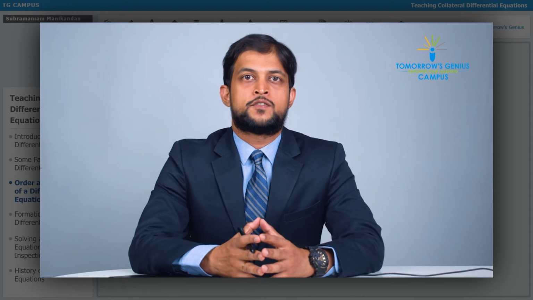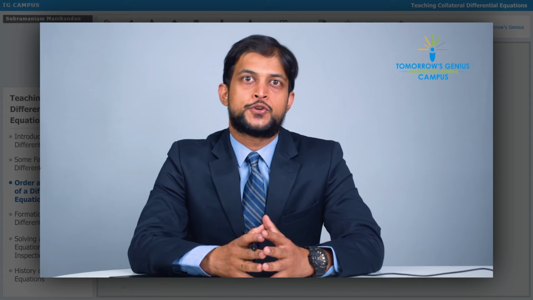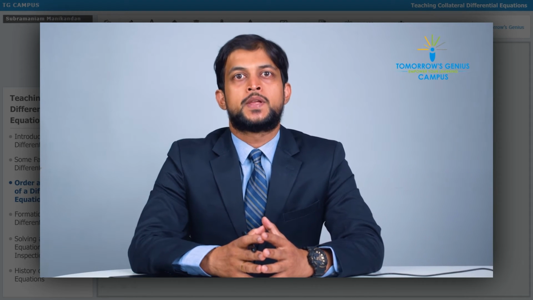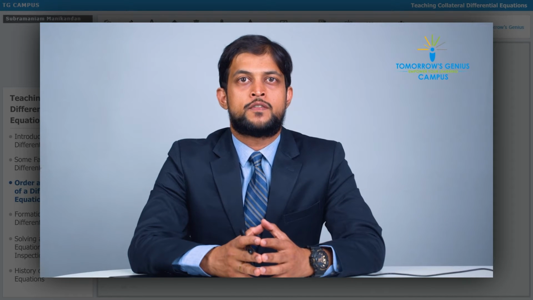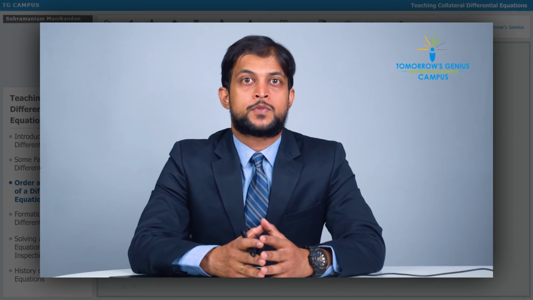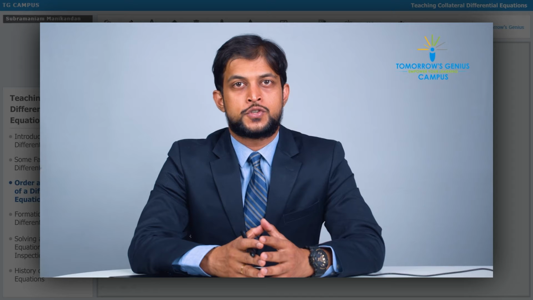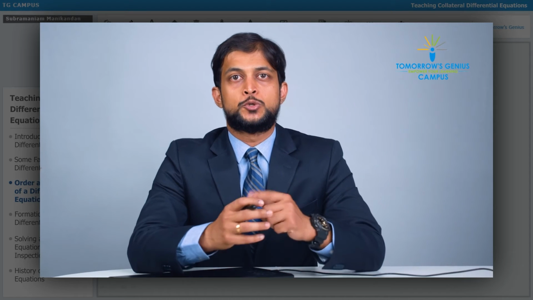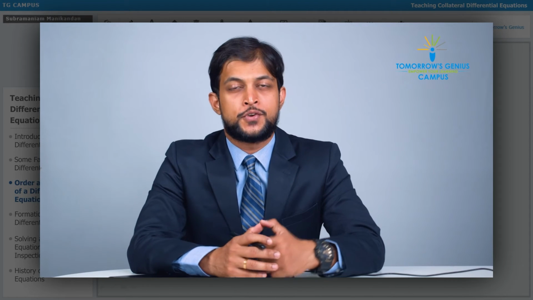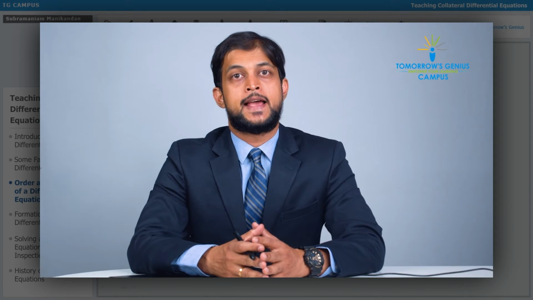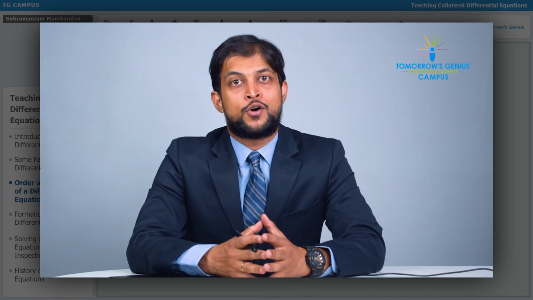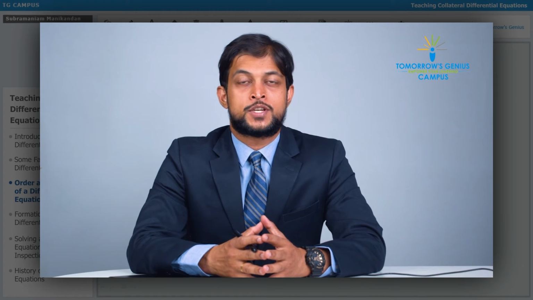Now that we have gone through the basic definition of a differential equation, it is time to look at some aspects of the definition of a differential equation. The first of these is the order and degree of a differential equation. These two terms are connected to the definition because they tell us what type of differential equation it is and how complex the process of solving it is going to be.